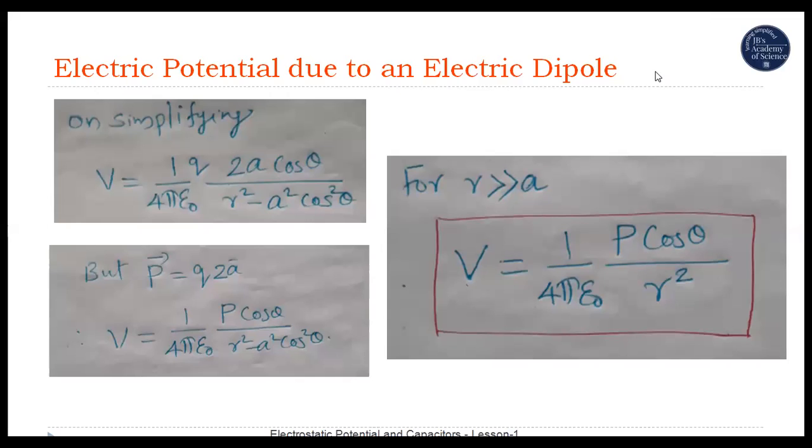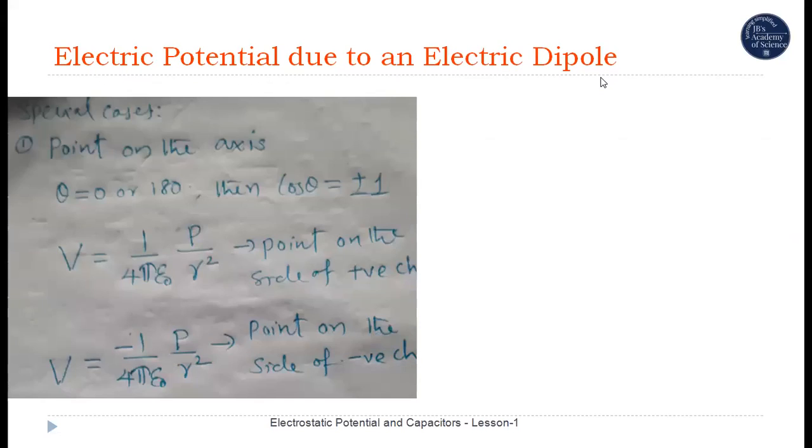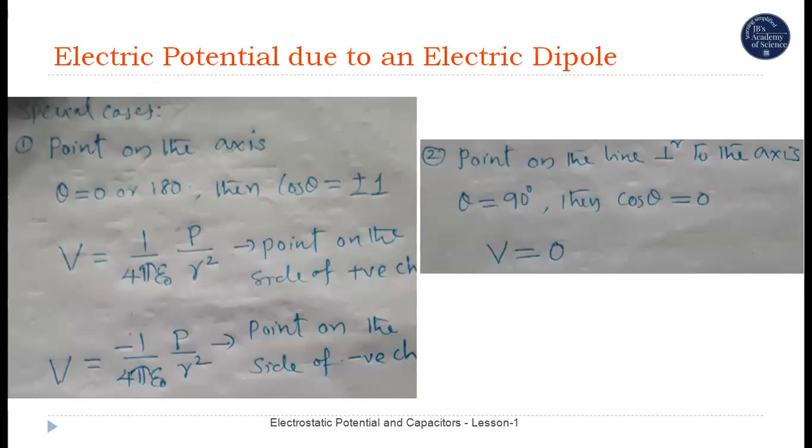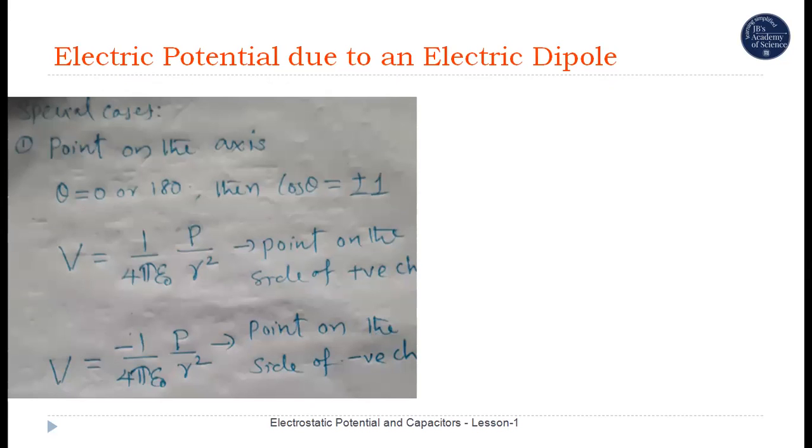Now let us consider some special cases. One is if the point P is on the axis of the dipole, then theta is equal to 0 or 180 degrees. Then cos theta is plus or minus 1. So we can substitute the value here. V is equal to 1 by 4 pi epsilon 0 P divided by R square.